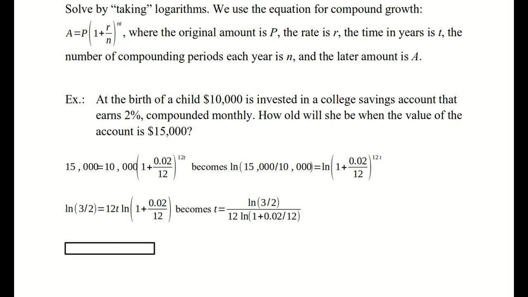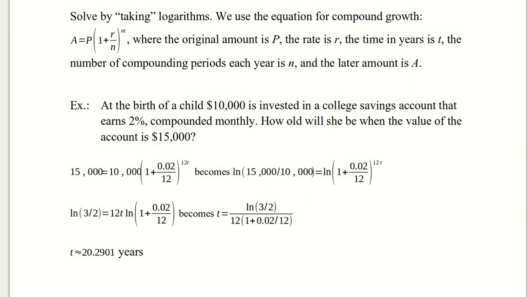There we go. The parentheses, again, remember, when you put this into your calculator, you might want to put the denominator in parentheses. That's certainly one choice. Or you might want to press the division key on your calculator twice. 2 ways of getting the correct answer, which is about 20.2901 years. So half again as much, earning 2% interest compounded monthly.